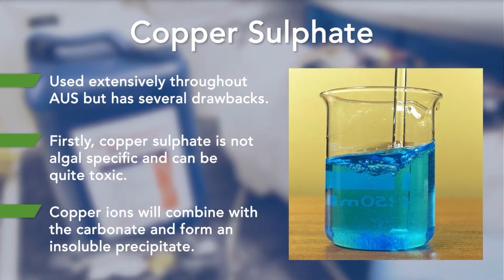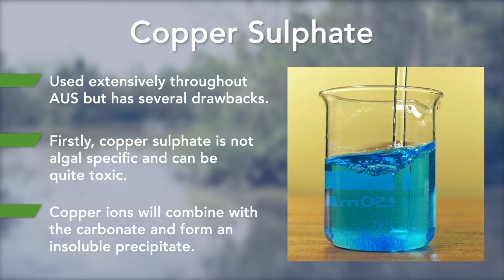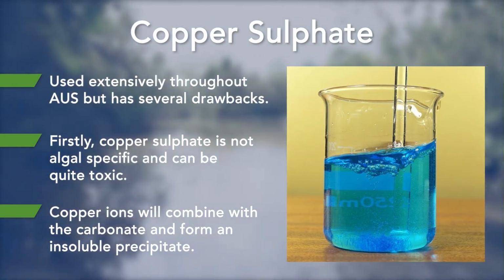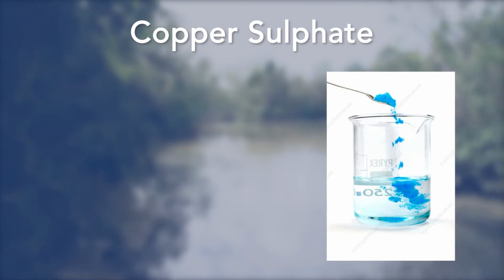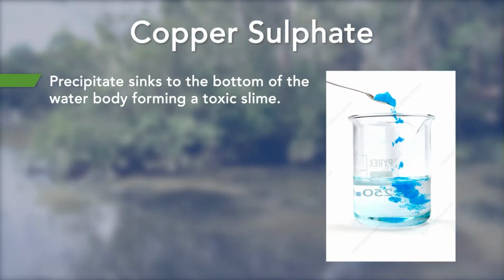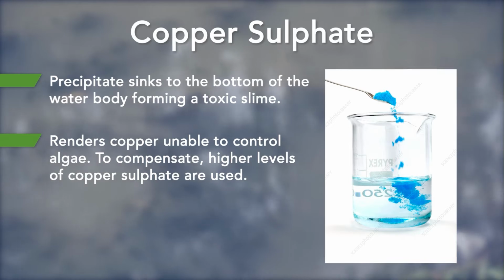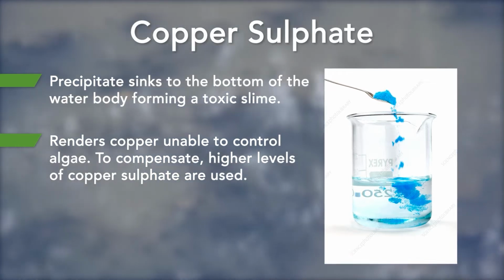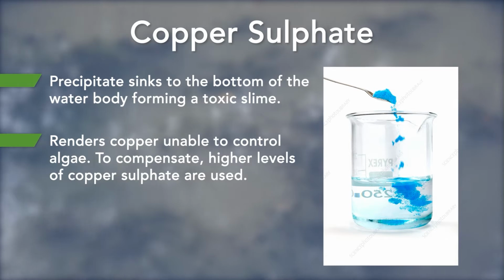Secondly, if the water contains a high concentration of carbonate ions, the copper ions will combine with the carbonate and form an insoluble precipitate of copper carbonate. This precipitate sinks to the bottom of the water body where it forms a toxic slime. This formation also renders the copper unavailable for control of algae. To compensate, higher levels of copper sulphate are used, which, as stated above, may seriously threaten other aquatic life.